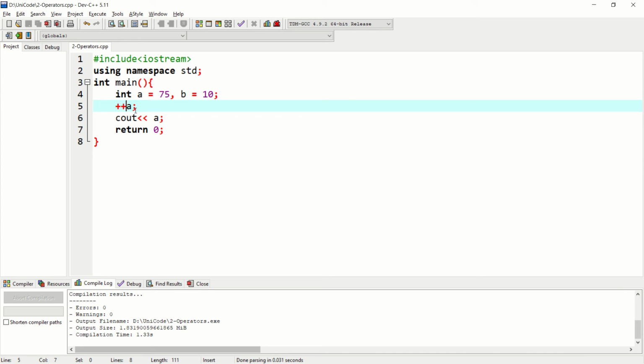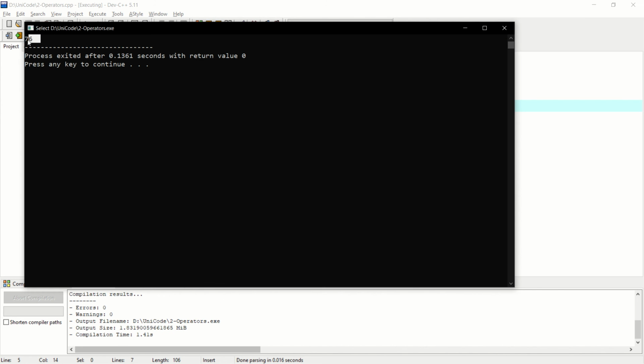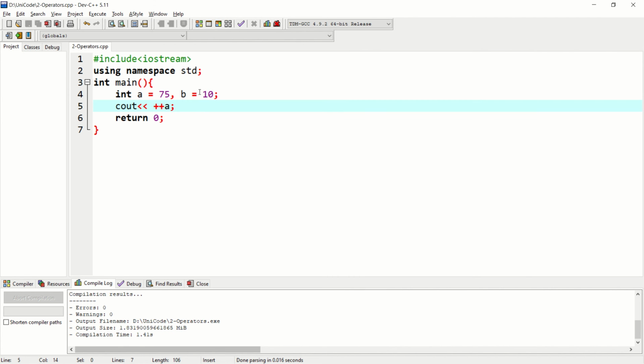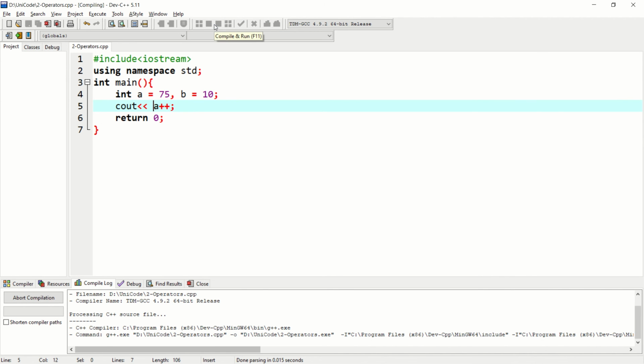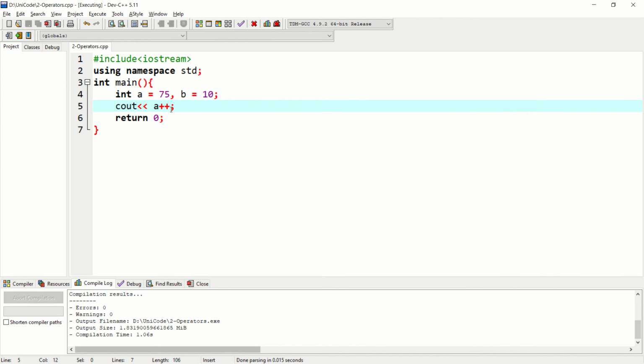So what was the difference between this and a plus plus? Any guesses? Let me explain it to you. If I write here cout plus plus a directly, we got an output of 76. Very good. If I change it to a plus plus, now what will be the output? You saw 75 was the output. Why? This is the difference between pre-increment and post-increment.